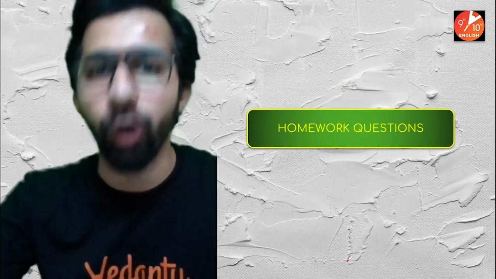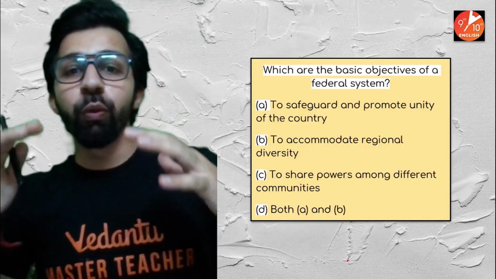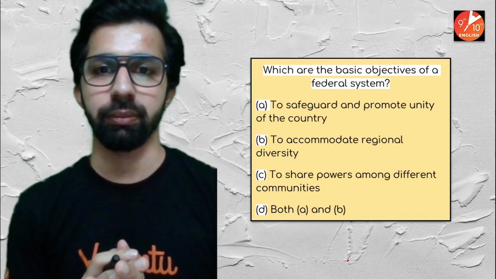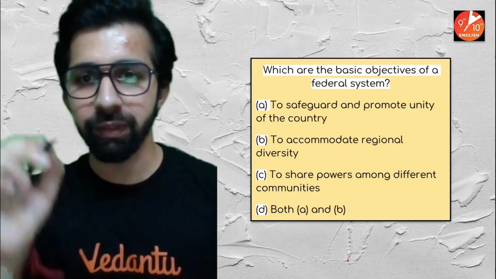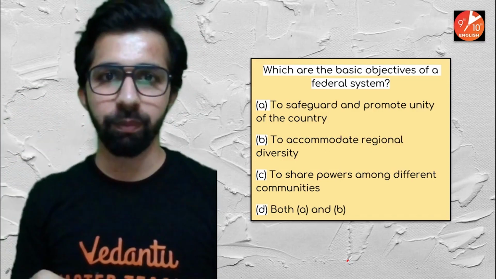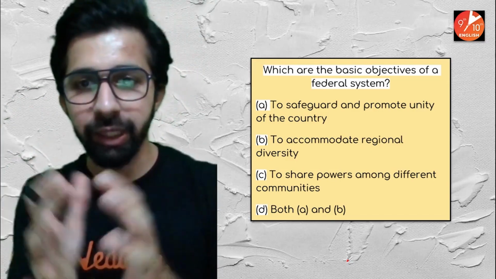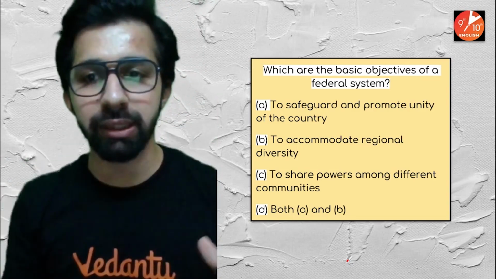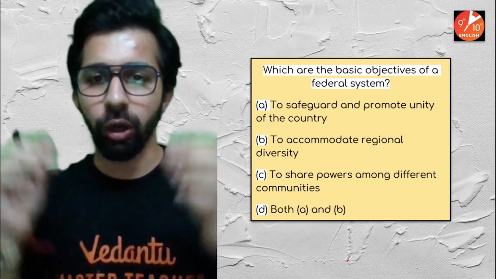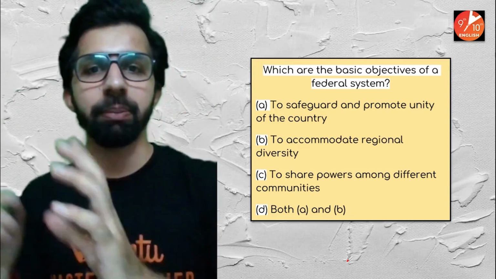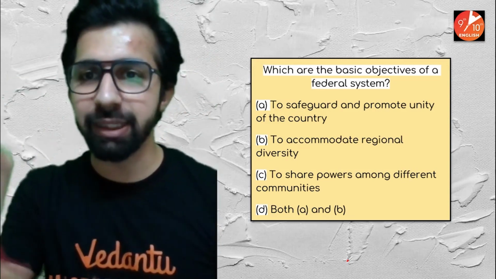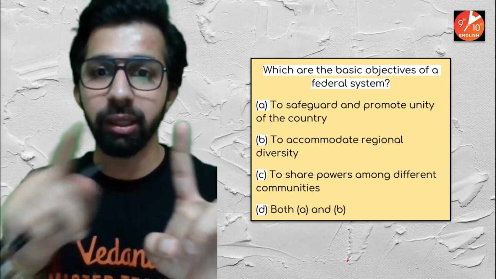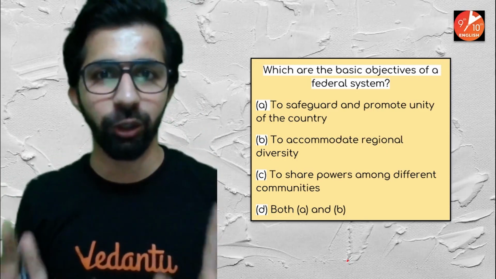The first question on your screen: which are the basic objectives of a federal system? Option A, to safeguard and promote unity of the country. Option B, to accommodate regional diversity. Option C, to share powers among different communities. Or is it option D, both A and B? Which are the basic objectives of a federal system? I want you to choose the option and write down the entire statement of whichever is the right option.